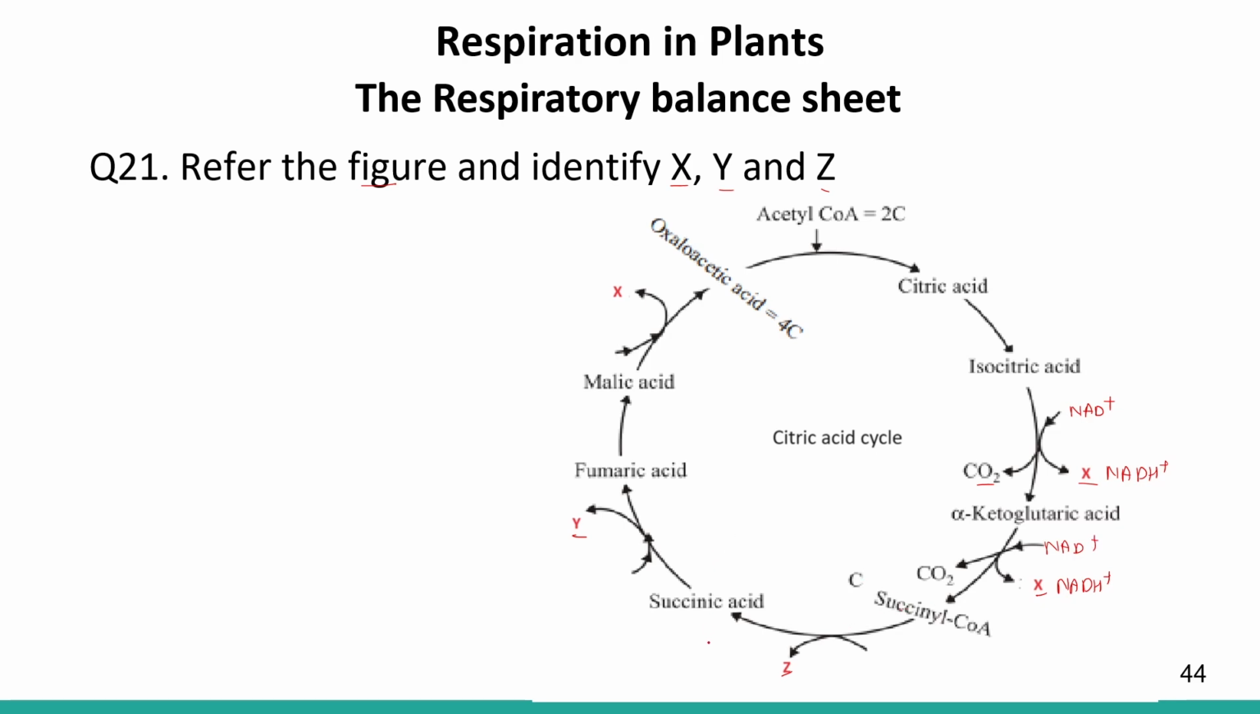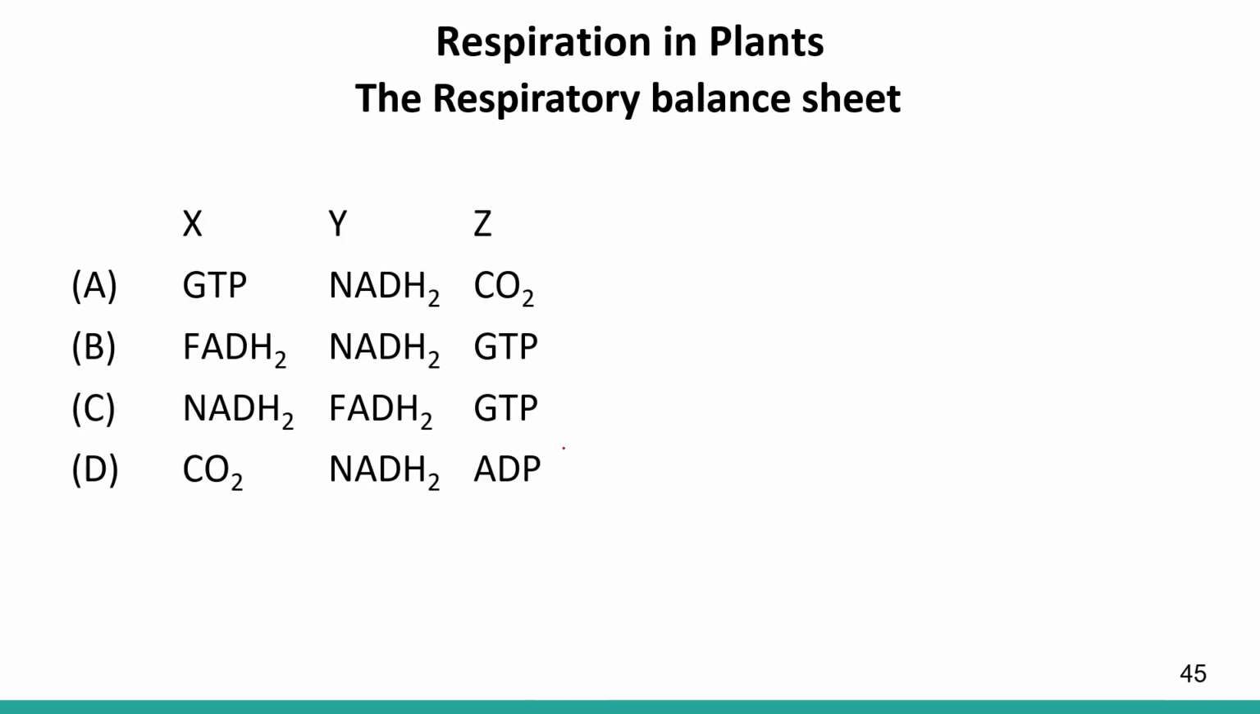During conversion of succinyl coenzyme A to succinic acid, GTP is produced from GDP. And here FADH2 is produced from FAD. So what should be the answer? These are the options. The answer should be option C. X is NADH, Y is FADH2 and Z is GTP.